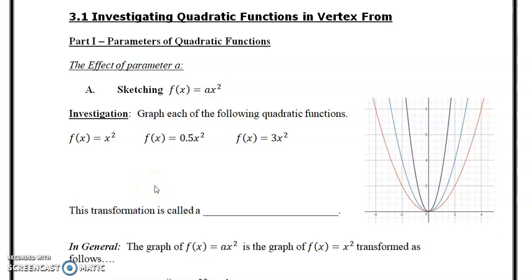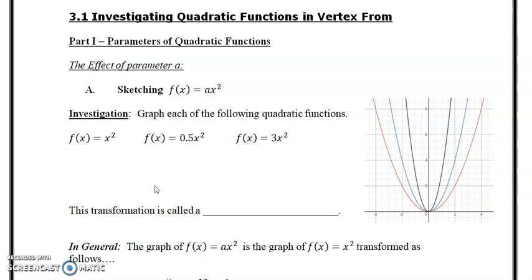Hi everybody, welcome back. This is the second part of the video, where we actually start chapter 3.1, investigating quadratic functions in vertex form. This is part one. We're going to look at the parameters of quadratic functions and what happens when we change some of those parameters. In the first one, we're going to sketch the function f of x equal to ax squared. I have three versions of that.